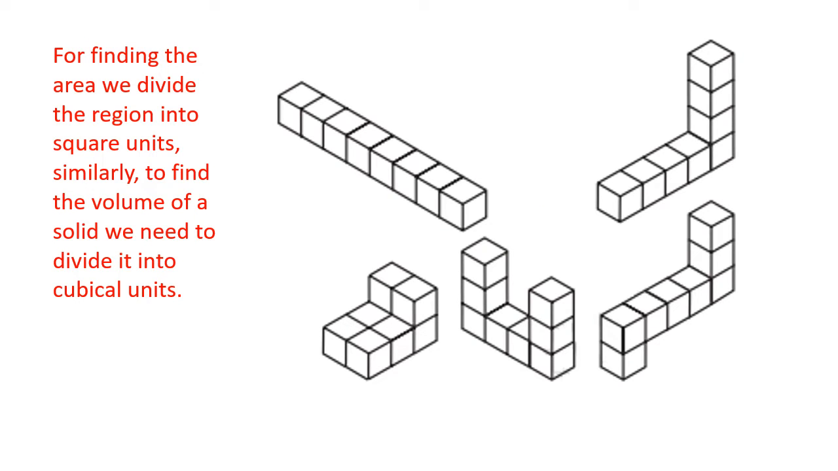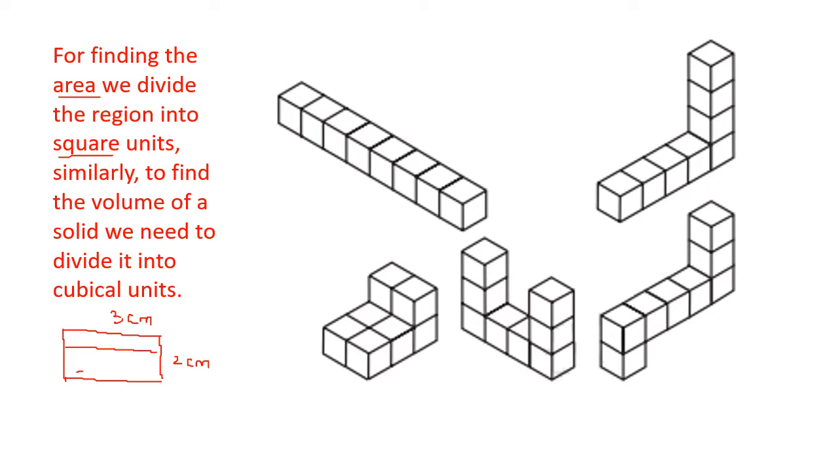So the first thing we begin with is to understand how do we find volume. Now, for finding the area, we had divided the region into square units. Do you recall what we had done? Suppose we have got a rectangle whose length is say 3 centimeter and breadth is 2 centimeter.